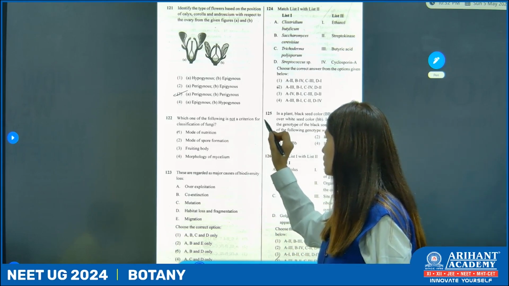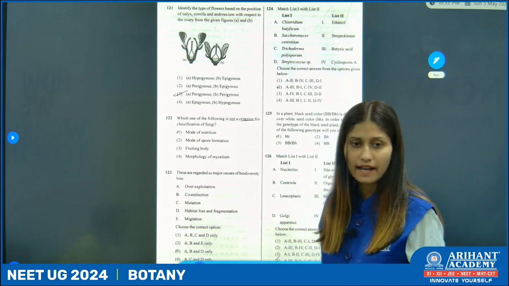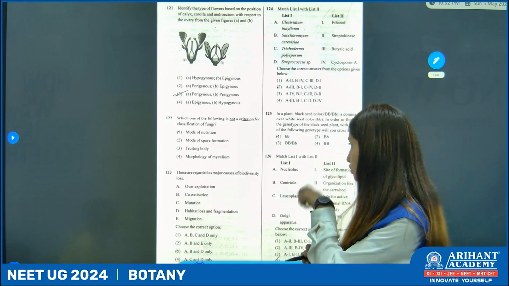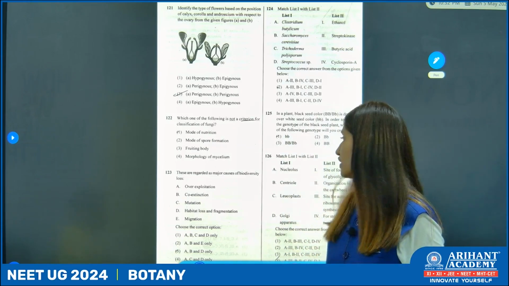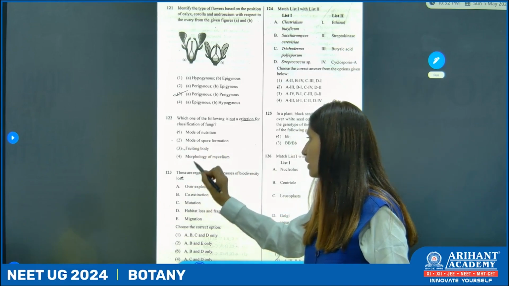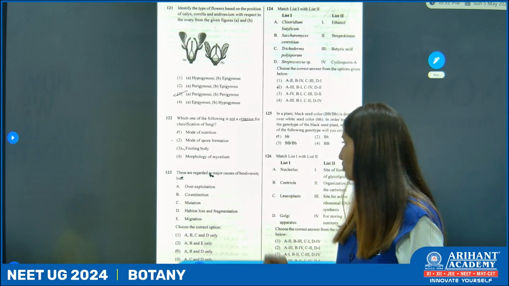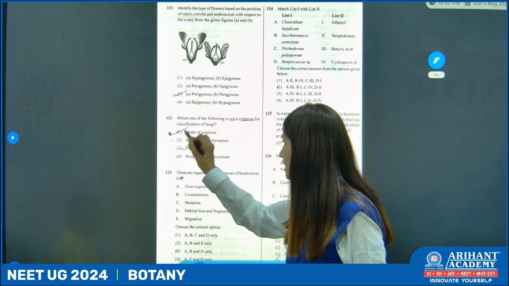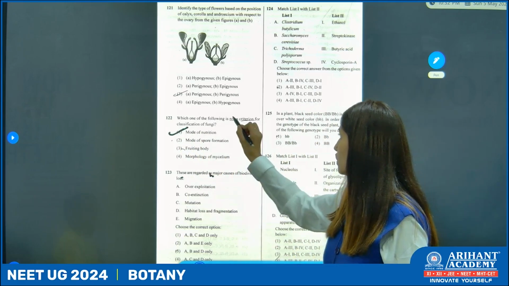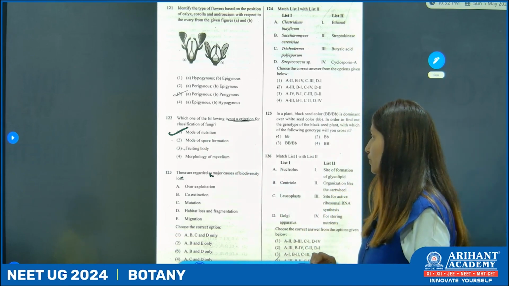Which one of the following is not a criteria for classification of the fungi? When you go through the fungi part of the NCERT, you will find that mode of spore formation, fruiting body, morphology of mycelium, all these three are the basis for the classification. But mode of nutrition is not the one. So, not a criteria is asked, so we will go with the mode of nutrition.